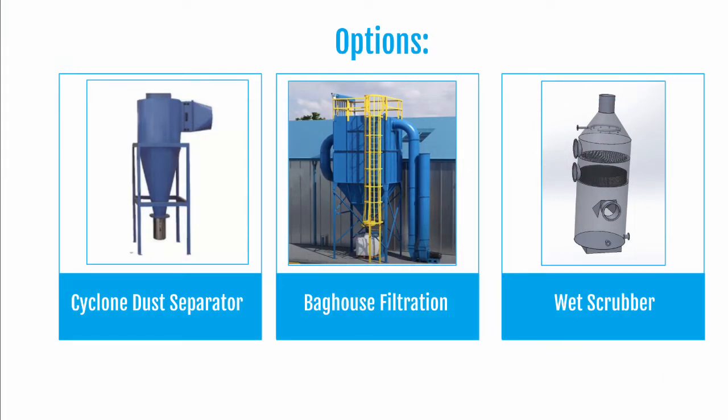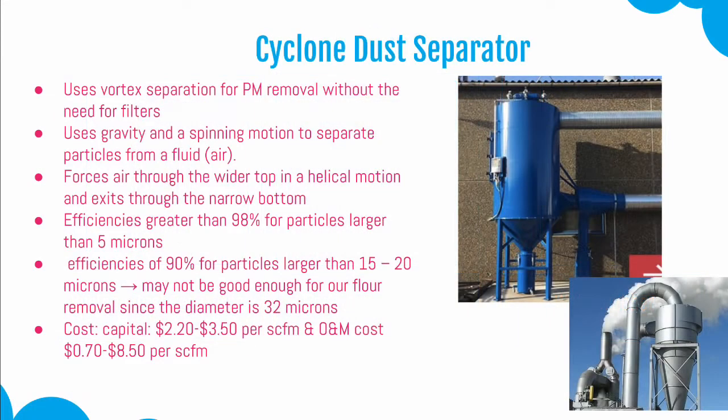The options we considered for the flour particulate removal were a cyclone dust separator, a baghouse filtration, and a wet scrubber. A cyclone dust separator uses vortex separation for particulate matter control without the need for filters. It uses gravity and a spinning motion to separate the particles from the air. The air is forced through a wider top in a helical motion and exits through a narrow bottom.